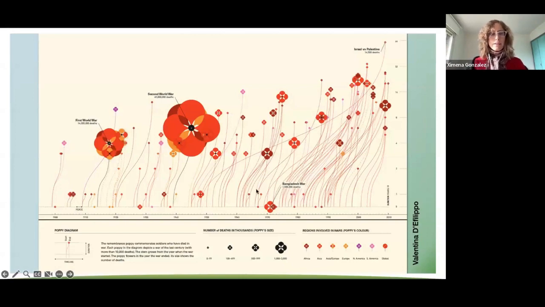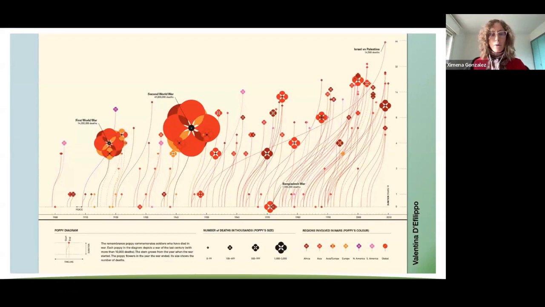Okay, this one I also quite like. It's a really interesting one. It's by an Italian lady called Valentina De Filippo, and basically this is representing deaths in war. Quite a heavy topic, right? Each war is represented by a remembrance poppy, and the size of the poppy represents how many deaths can be attributed to that war.